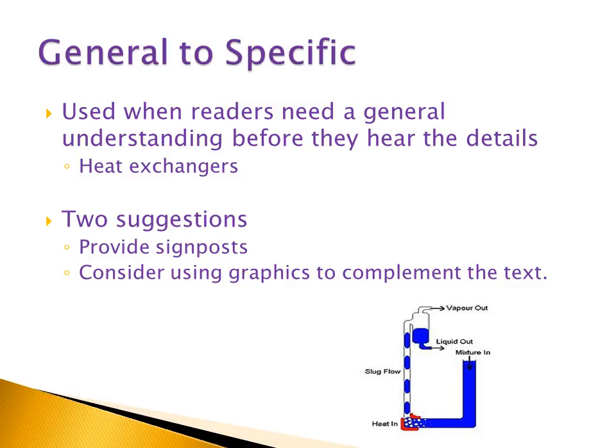General to specific is the next type of organizational pattern that I would like to present to you. This way of organizing a document is used when the audience needs a general understanding of what is being presented before they hear all of the details that are going to be presented about the topic. An example of this would be when an engineer needs to try to sell a heat exchanger designed for a refrigerator to a purchasing committee for a company that makes refrigerators.